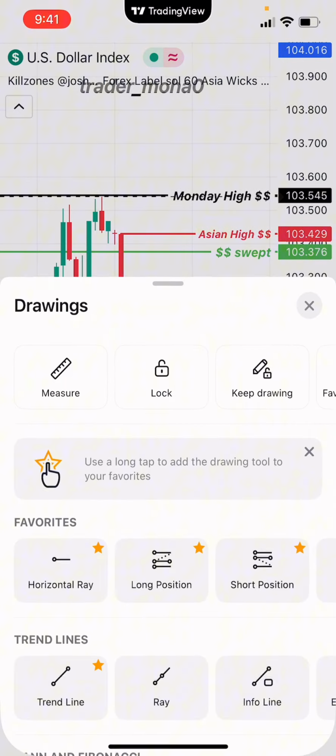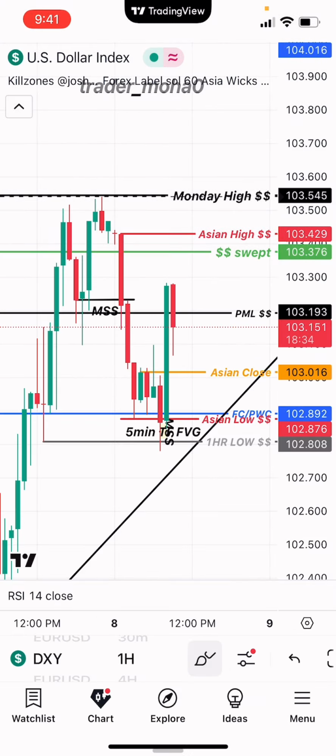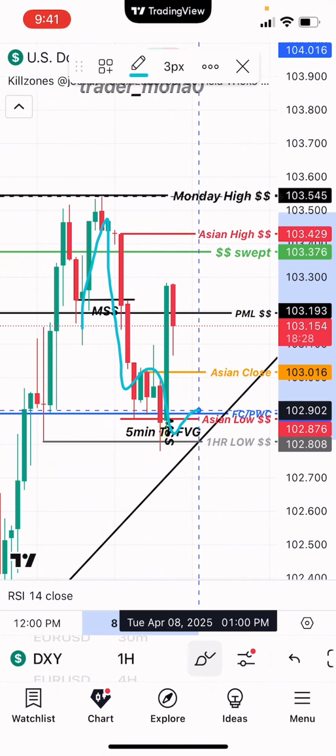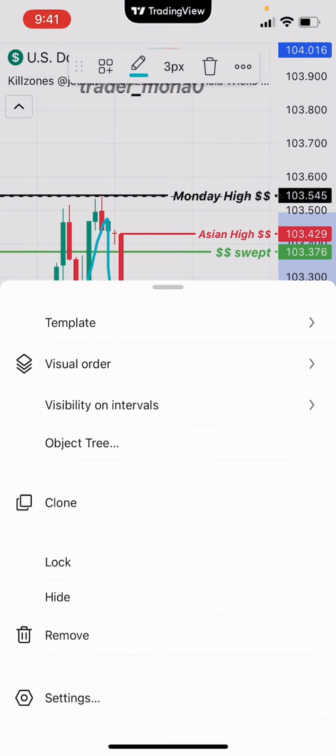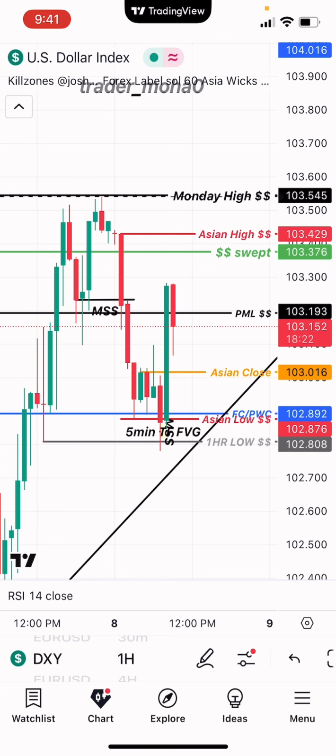So when I was making the analysis, I thought that, okay, price will actually continue selling to the downside. But actually, it did the latter.